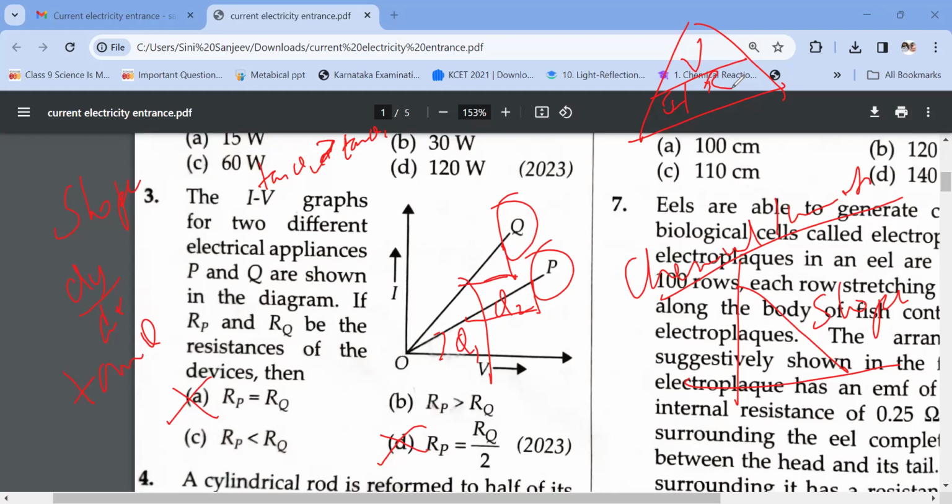What is my tan theta here? Tan theta 2 here. If I take the bigger graph, it is the resistance RQ for this. The bigger graph's slope is 1 by RQ. Because I know that tan theta 2 is greater than tan theta 1, this is 1 by RQ greater than 1 by RP. So RP is greater than RQ. Option B is the answer for this.